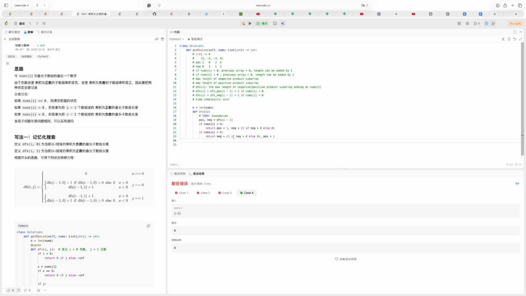And the next situation will be if nums[i] equals 0. If it is 0, then there is no positive and negative. It will reset everything and start again. So it should return 0 and 0.